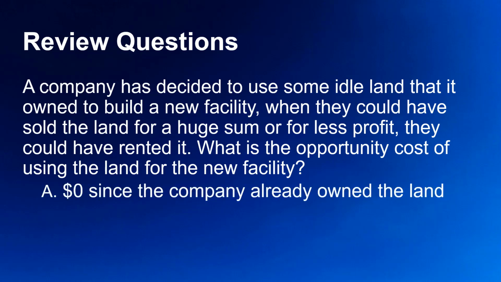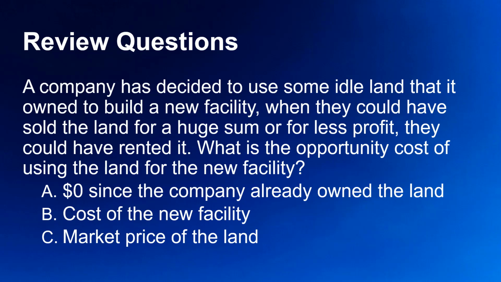Is it A, $0, since the company already owned the land? B, cost of the new facility? C, market price of the land? Or is it D, the net present value, the NPV of the rental income? All right, as always, I'll give you a few seconds to think about this one. You may want to press pause and take some additional time here.